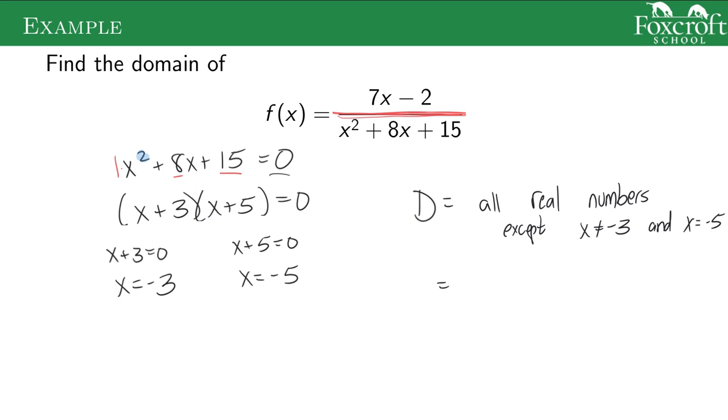In symbols, it's that double line R. So that's all real numbers except x cannot be -3 and x cannot be -5. All right, so a little bit less writing if you just remember this symbol here is the same as the all real numbers part. All right, so that's the domain of this rational.